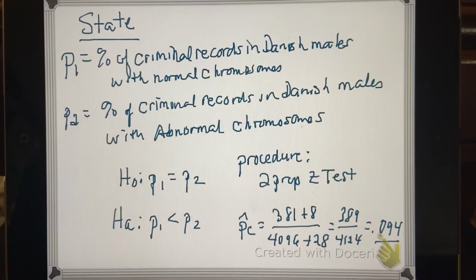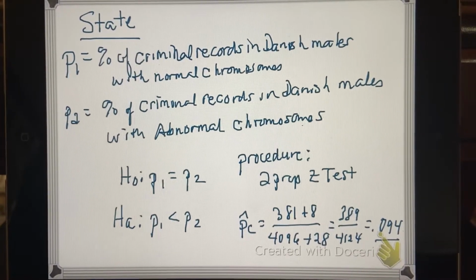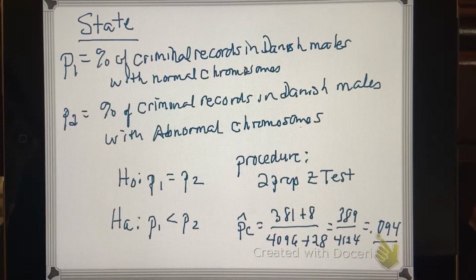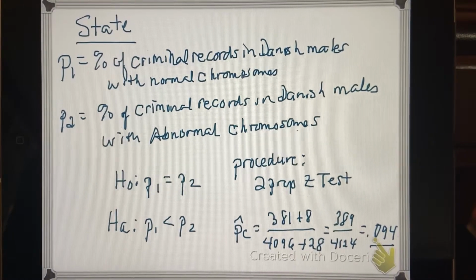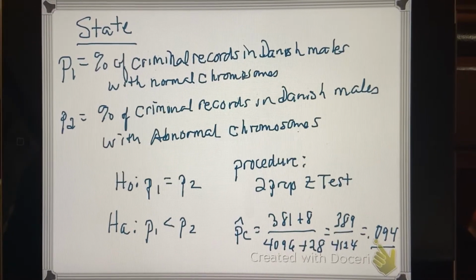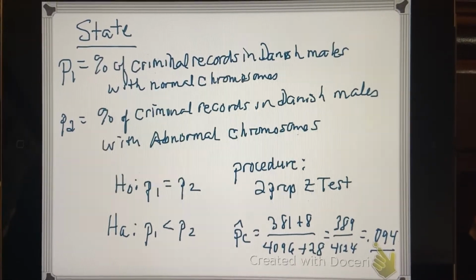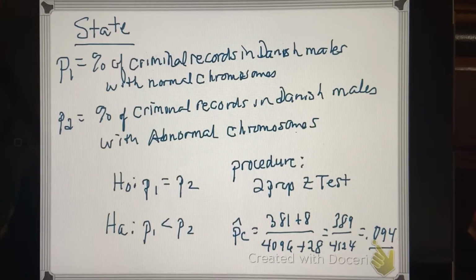I'm doing the state, plan, do, conclude, and each one has a different screen with it, so it's a little bit bigger and easier to read. First thing you have to do is identify your two population parameters. You always have to do this. You have to tell the reader what P1 stands for and what P2 stands for.